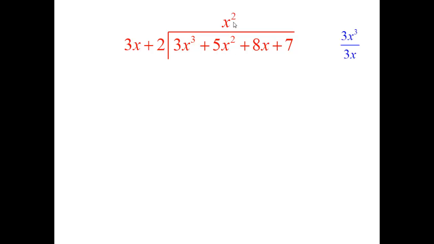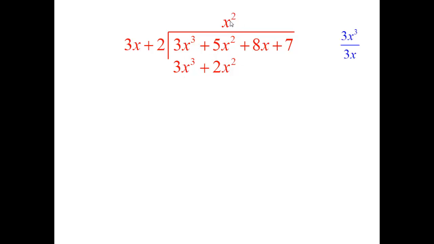So then I've got my number up top. What I'm supposed to do is take the number up top and multiply times the entire quantity right here. So I'll do that one piece at a time. x squared times 3x gives me 3x cubed. Stick it under the other cubic term. x squared times 2 gives me 2x squared. Stick it under the x squared term. Always making sure my terms are lined up.